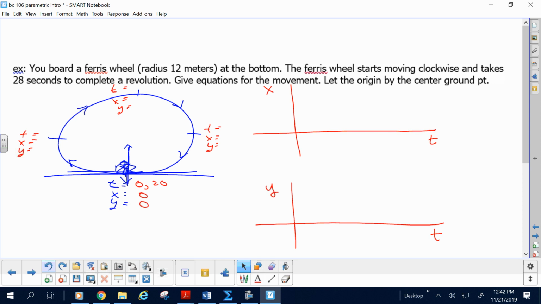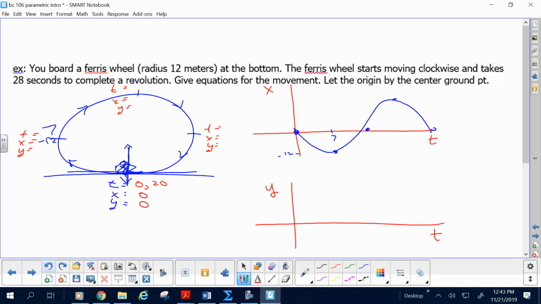Yeah, it helps a lot. Some of you can just see it, but it helps a lot if you think of how x changes with time. At time 0, x is 0. At time, what's a quarter of the time? 7. At time 7, x is what? Negative 12. So at time 7, x is negative 12 when it started at 0. Does that help?